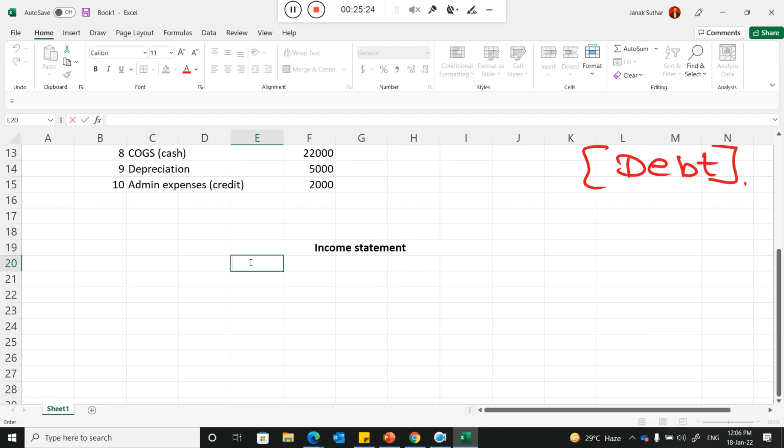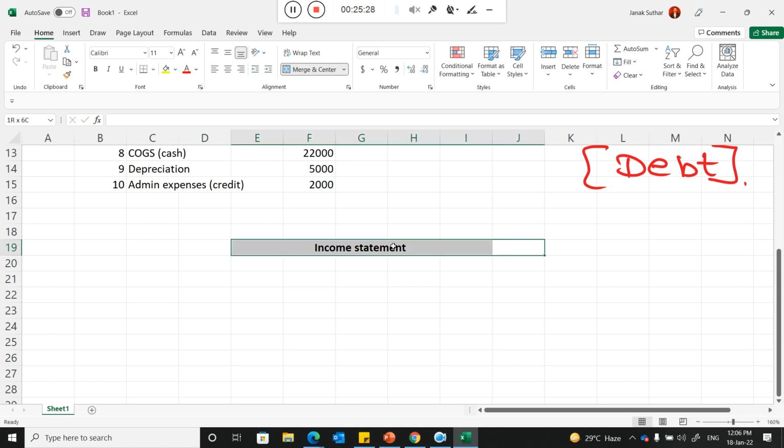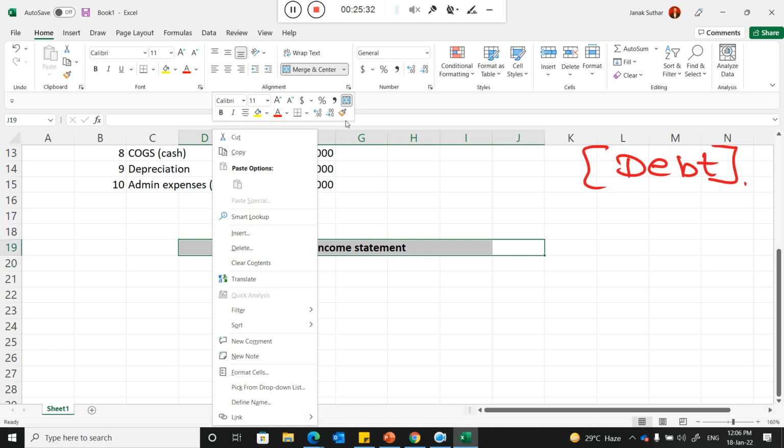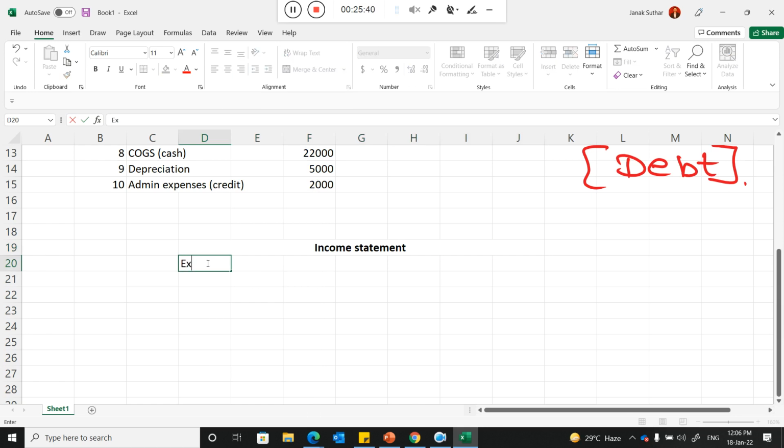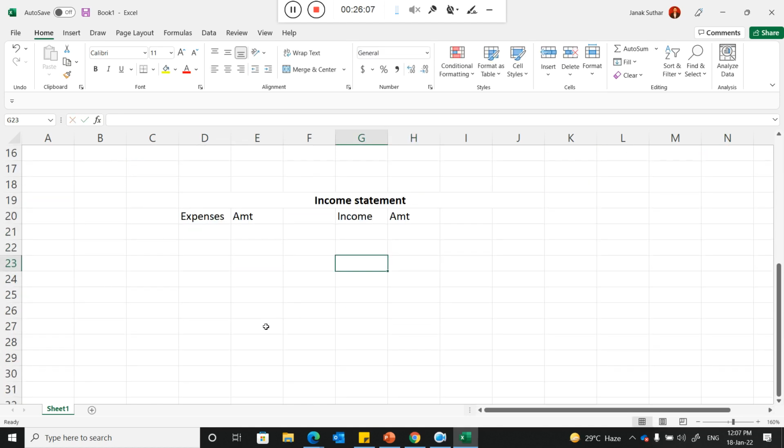Suppose I take one more column and one more column here, so you can understand. Merge. Okay, so assume the first is the expenses amount, AMT I just write here, and here will be the income, and here the amount. Let's try to understand. It is very important and many times the question will be asked. So there are two sections in the income statement: first the expenses amount, and again that same thing you need to do.